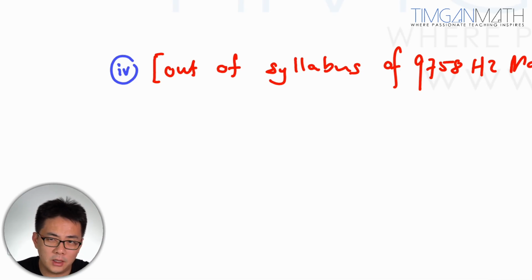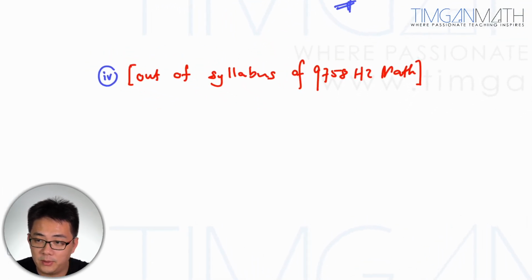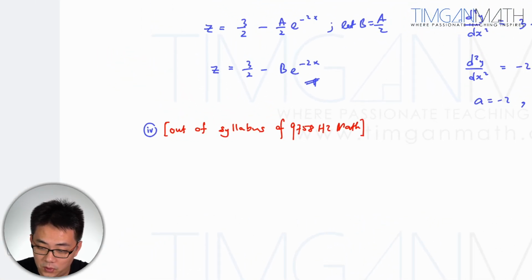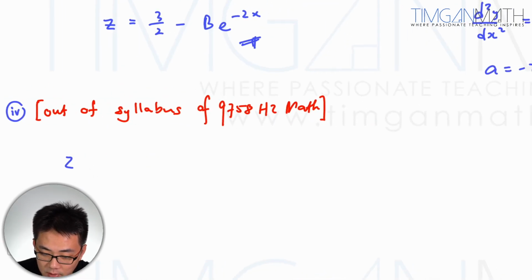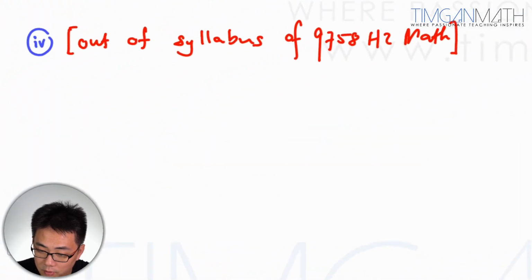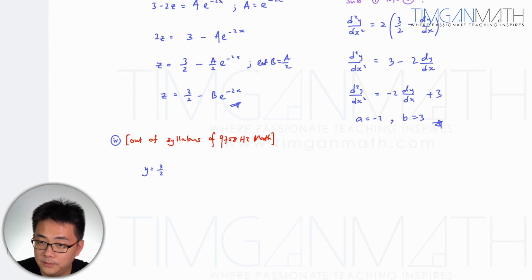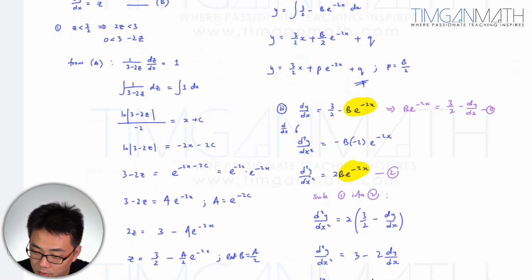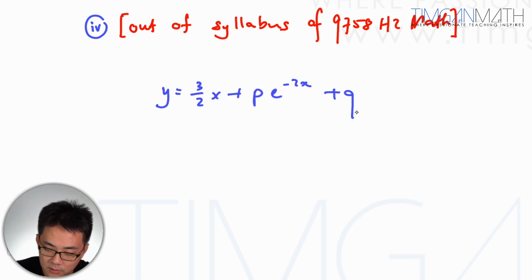So this part here is not that difficult per se. The result in part 1 represents a family of curves. Some of the members of the family are straight lines. Write down the equation of these lines, right? So we just get y equals to 3 over x plus p e to the power of minus 2x plus q.